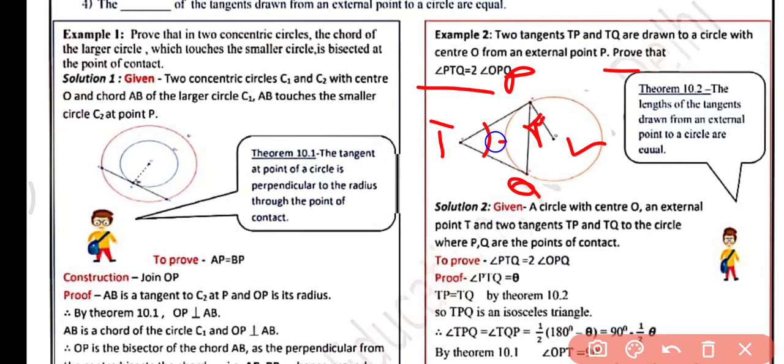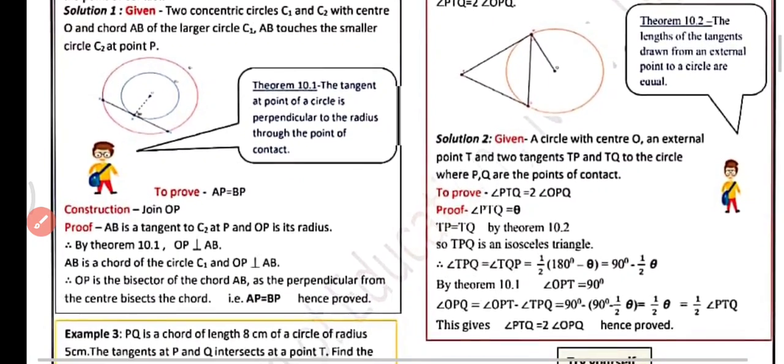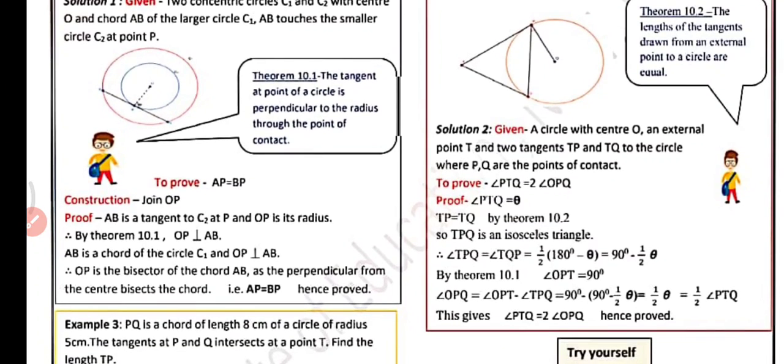So we need to prove this angle is twice of this angle. In the solution, you can see a circle with center O and external point T and two tangents TP and TQ to the circle, where P and Q are the points of contact. Here it is P and here is Q.